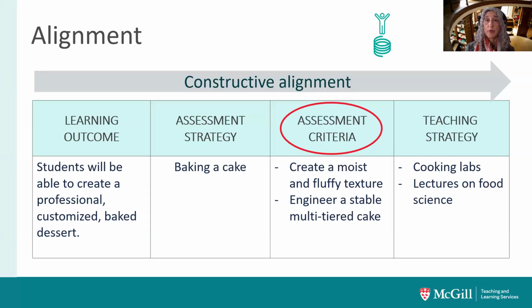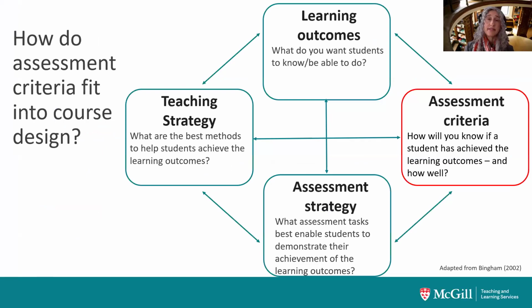The teaching strategy would be the labs on food preparation, perhaps also lectures on food science and so forth. And the assessment criteria is going to be the specificity that will allow you to judge whether or not students have demonstrated the achievement of the learning outcome. So we know we've asked them to bake a cake, but we have to be able to assess that cake. And the assessment criteria is what is going to allow you to do that. But we're going to see it also helps give students a very clear target of what is going to be expected of them.